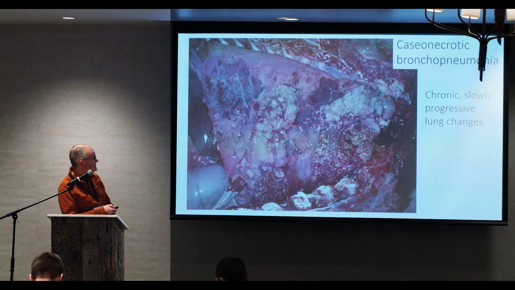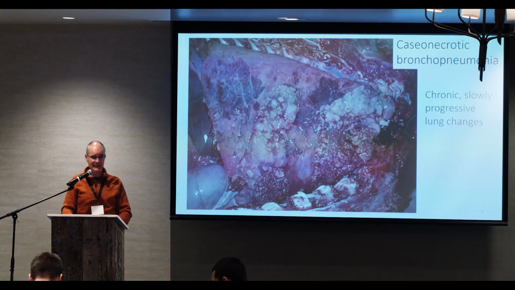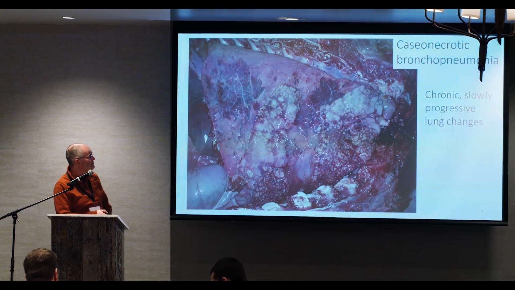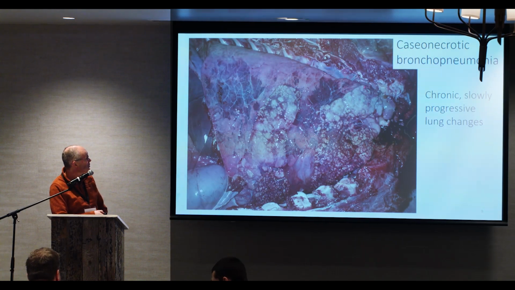Okay, range of diseases. This would be the classic disease. This is what I call caseo-necrotic bronchopneumonia, and I'll explain that in a moment. This is a beef calf, of course, in a feedlot. This would be the trachea and the head up at this direction. We've opened up the right side of the chest.